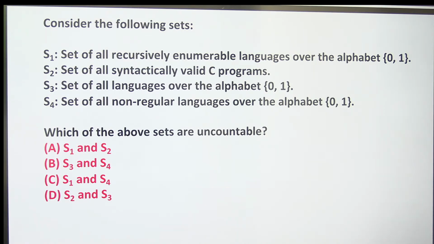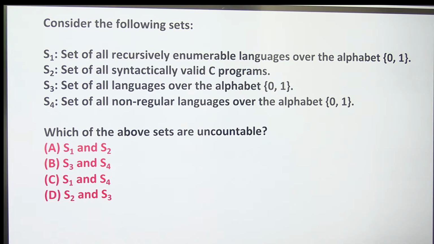Non-regular language, non-CFL, right? Next one is going to be non-CSL. Next one is going to be non-REC. Next one is going to be non-REL. I am repeating once again. Who are the uncountable? Set of all languages over the alphabet 0, 1 is uncountable. Non-regular language is uncountable. Non-CFL is uncountable. Non-CSL is uncountable. Non-REC is uncountable. Non-REL also uncountable.